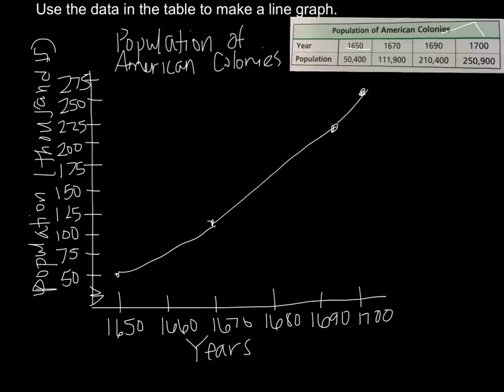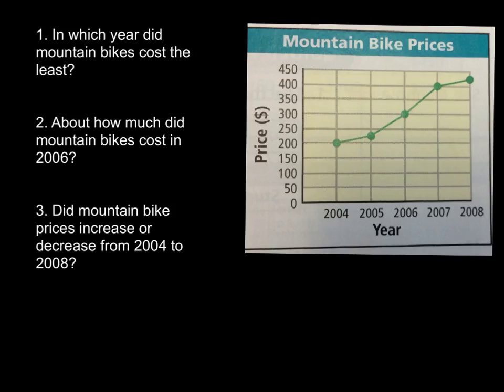Let's try another one. Okay, so now in this problem, it's giving us the question, and we have to decide what the answer would be, given the graph. In which year did mountain bikes cost the least? Well, I see that right here. If I go down, I see my year would be 2004.